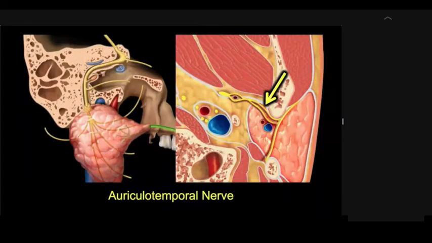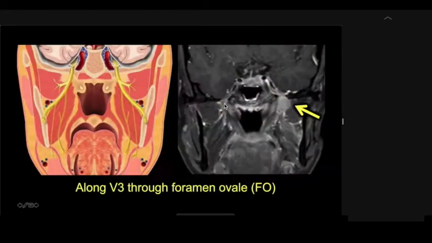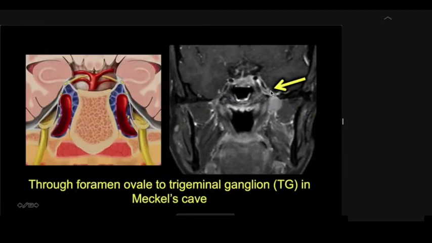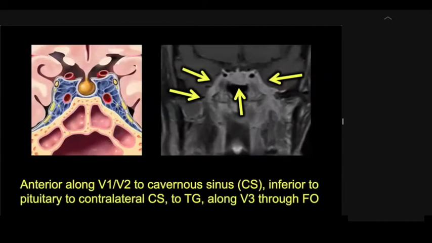We know the connection between the facial nerve and V3 segment via the auriculotemporal nerve, which we see here. So tumor spread along the auriculotemporal nerve along V3 through foramen ovale to the trigeminal ganglion within Meckel's cave. Then anteriorly along V1 and V2 to the left cavernous sinus.